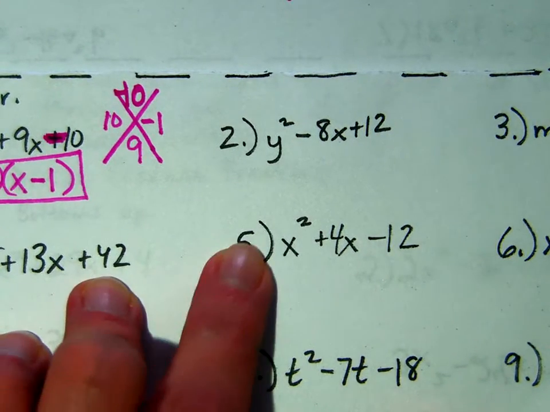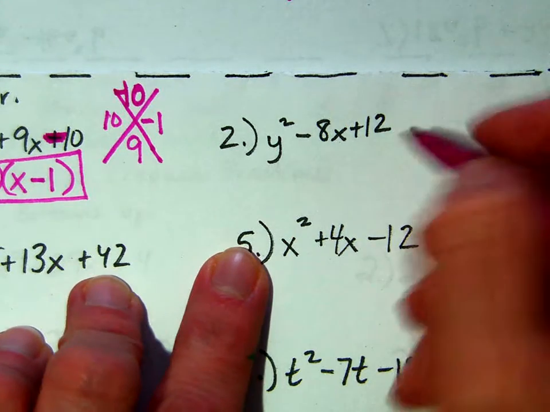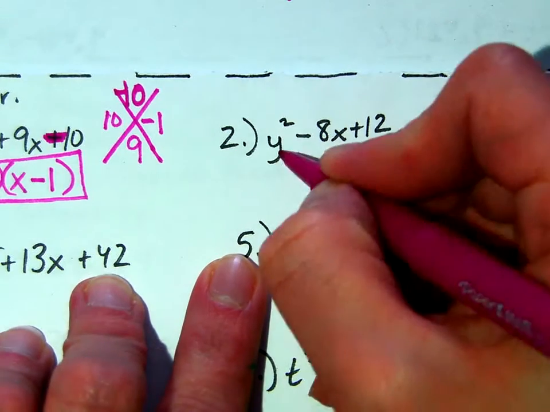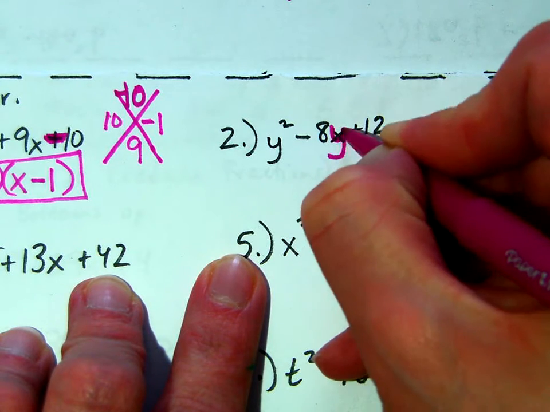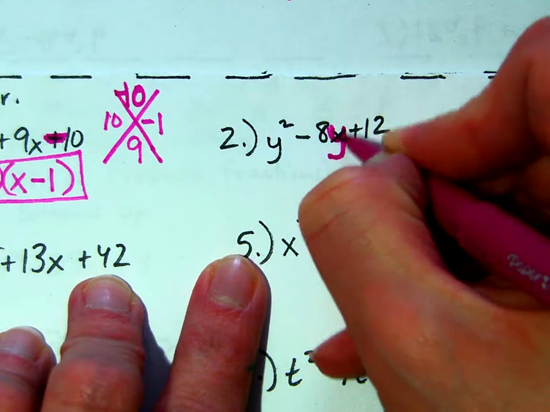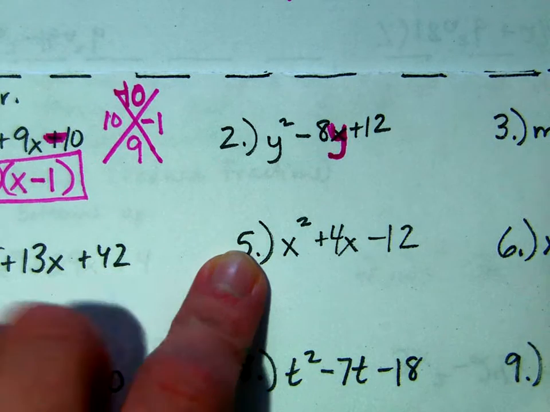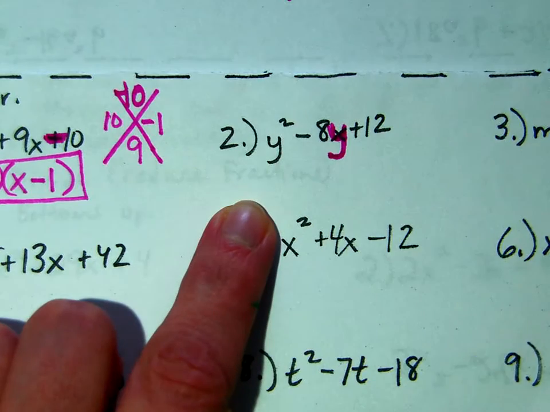Let's take a look at number 2. Now number 2 has another righto. It's not a typo, it's a righto. Because I have a y and an x in here, we want these to all be the same variables. So we're going to change this to a y really quick, and then it will work.